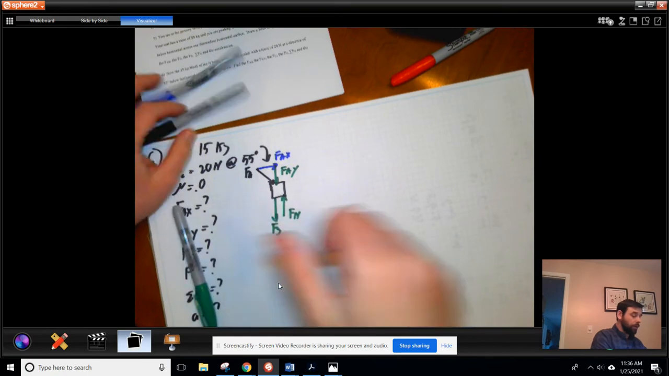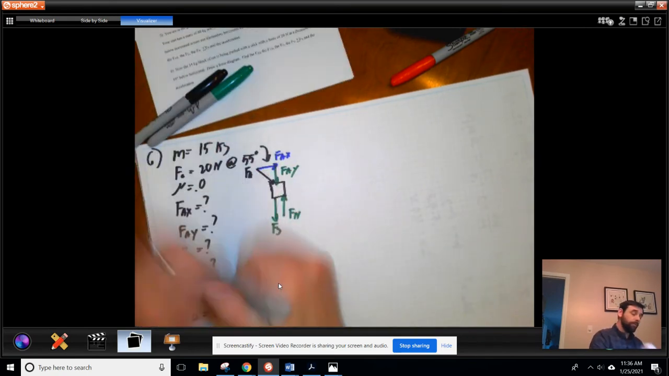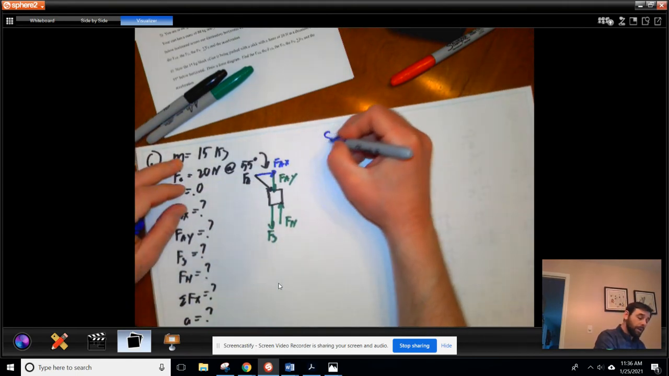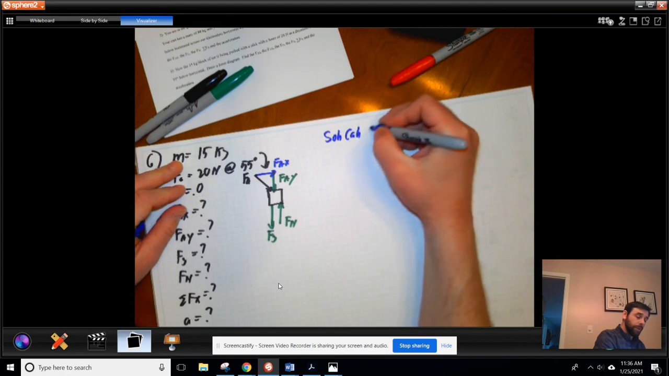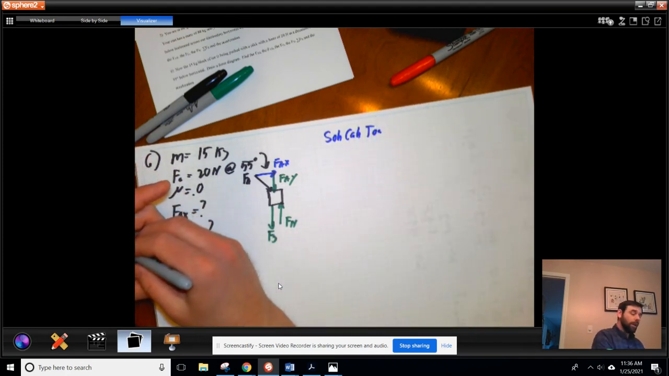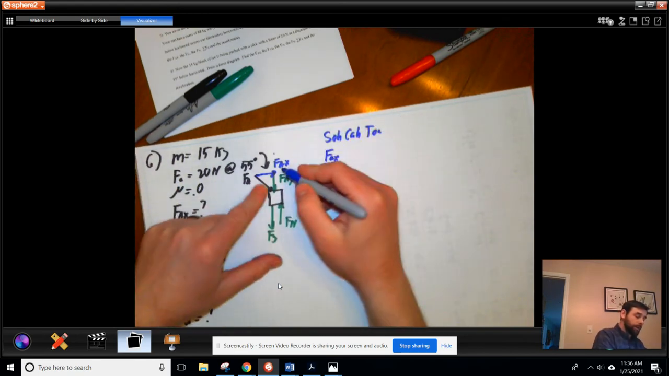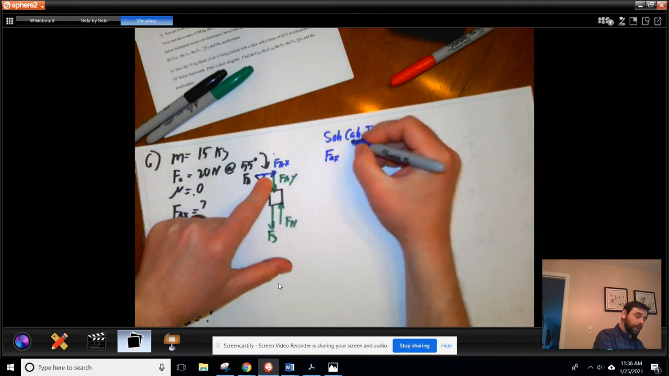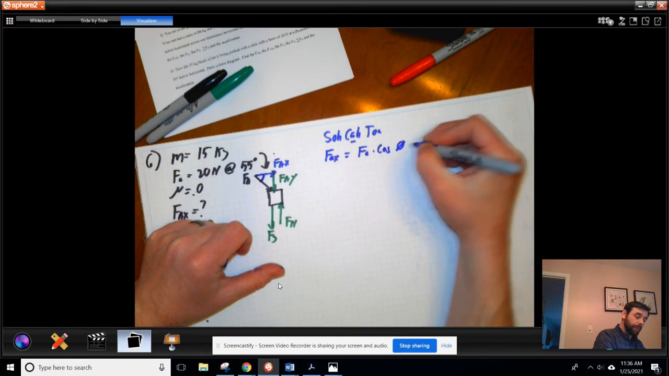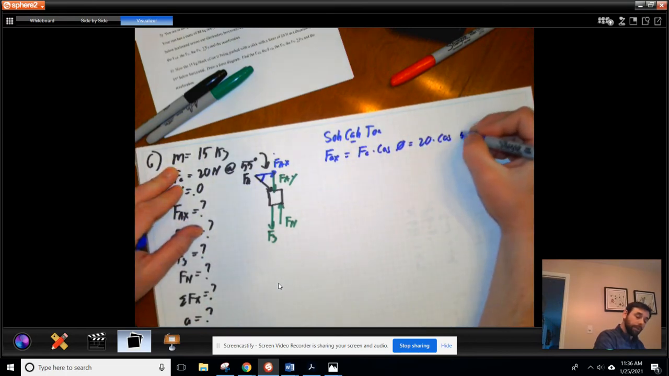So now, let's just go ahead and start solving it. I ask you for FAX and FAY first. You should always do that. So, TOA. All right. So, FAX, X is going to be the adjacent leg. So that's going to be FA times the cosine of theta. So 20 times the cosine of 55.